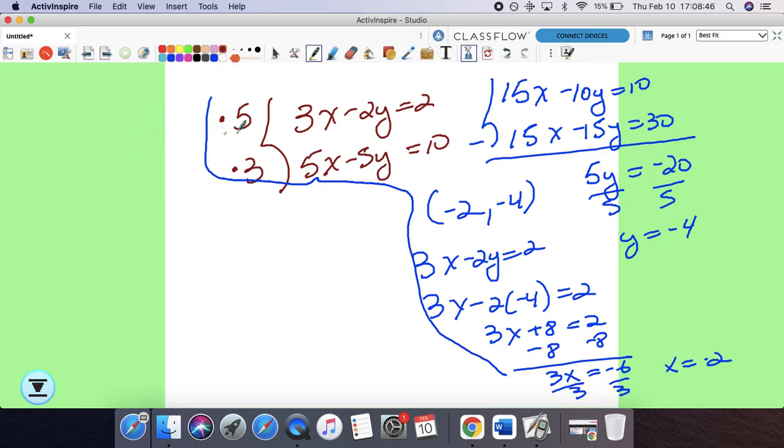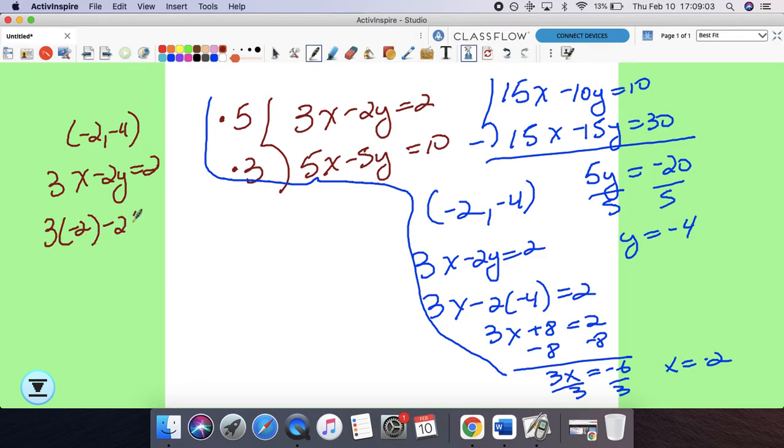I'm going to check in equation 1. So again, we have equation 1. We can use this one or the second version. You just use this first version because it's a smaller number. So 3x minus 2y equals 2, and we're going to use the point negative 2, negative 4, make sure that works. So we get 3 times negative 2 minus 2 times negative 4 equals 2. 3 and negative 2 is negative 6. This is going to be positive 8 equals 2, and you can tell that it's the same.